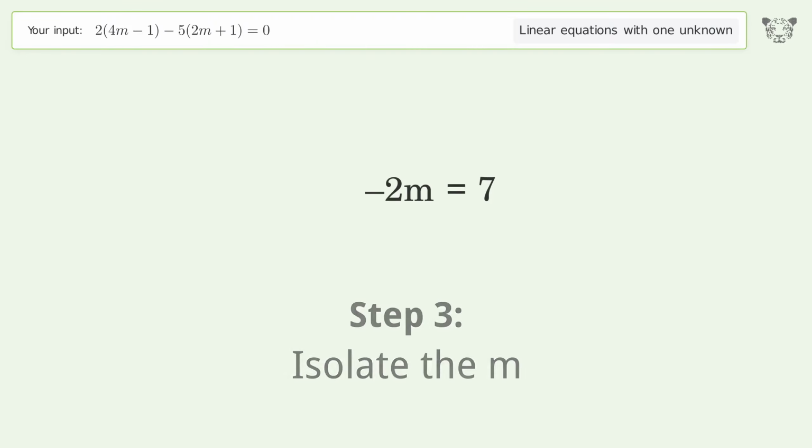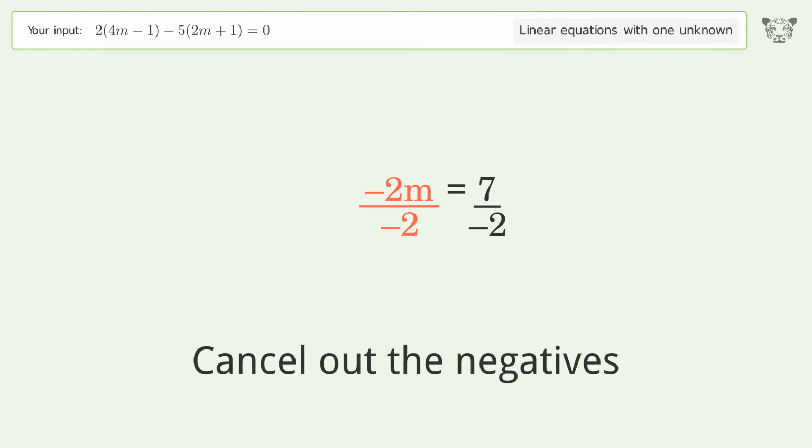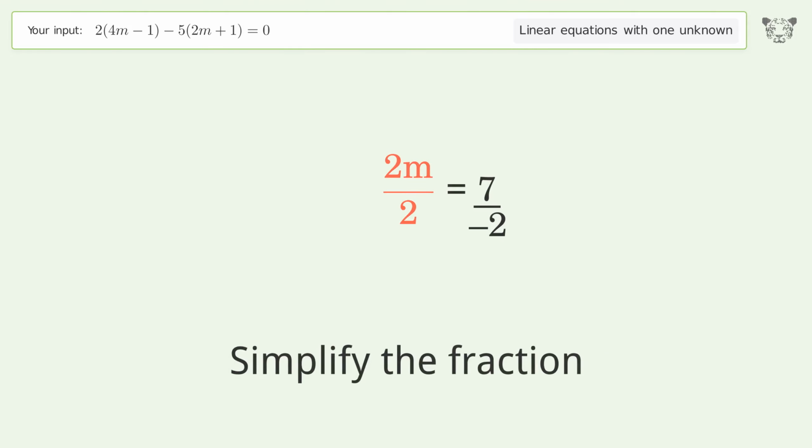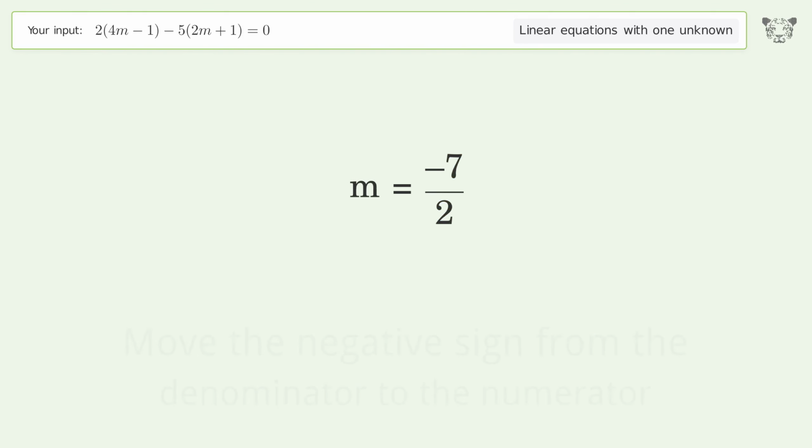Isolate the m. Divide both sides by -2. Cancel out the negatives. Simplify the fraction. Move the negative sign from the denominator to the numerator. And so the final result is m equals -7/2.